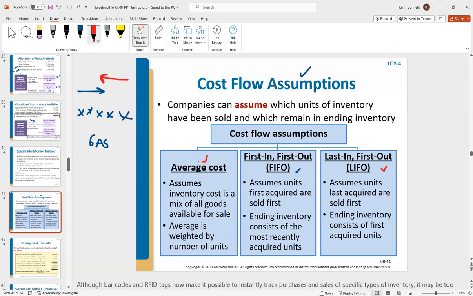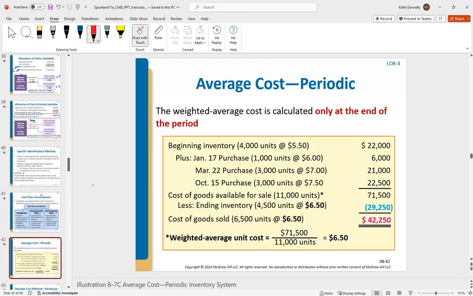And then somewhere in between, we have average cost, which basically says, look, we will put a dollar amount on that goods available for sale. We'll look at how many units it gave us, and that will tell us on average what each of those units cost. We sold 700,000. We'll just multiply that times that average cost. We kept 300,000. We'll multiply that times the average cost.